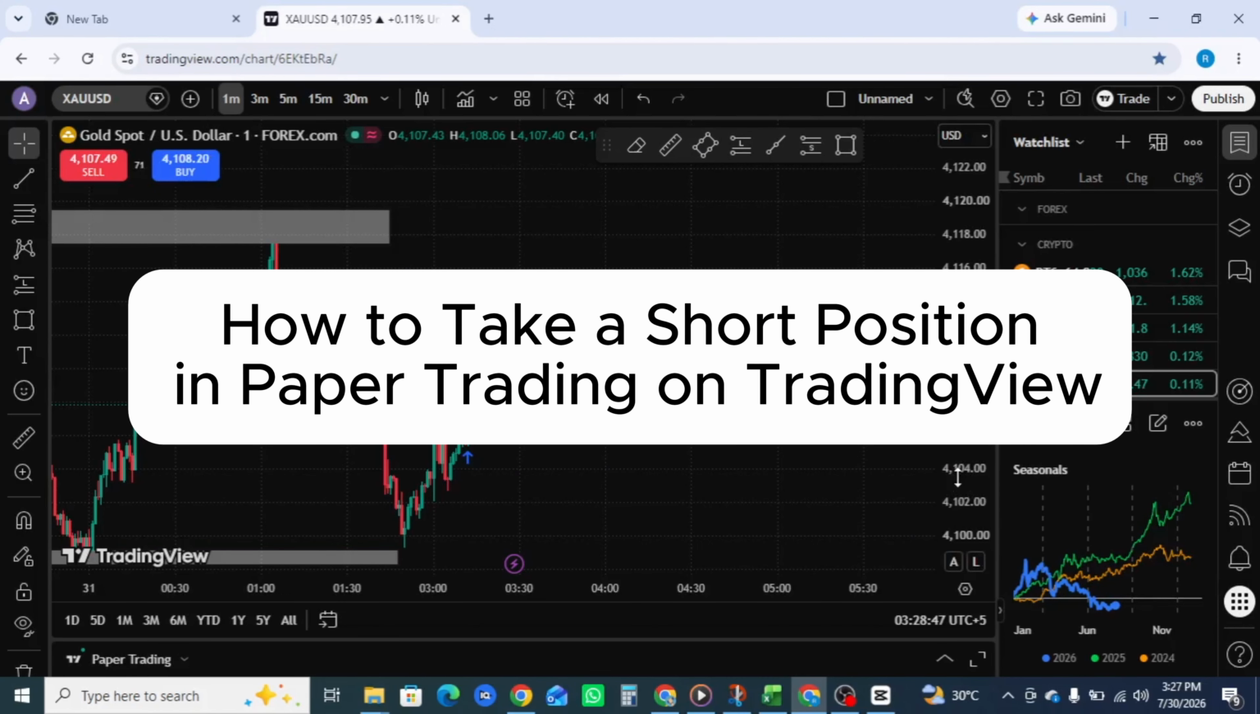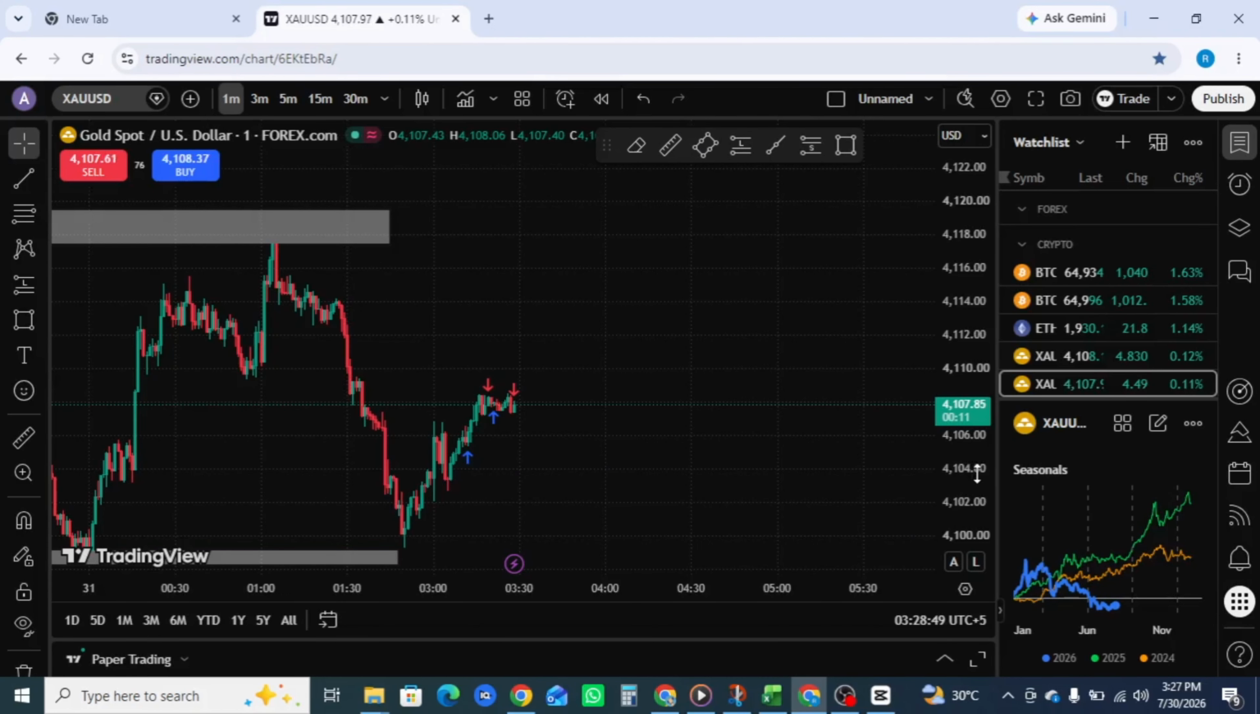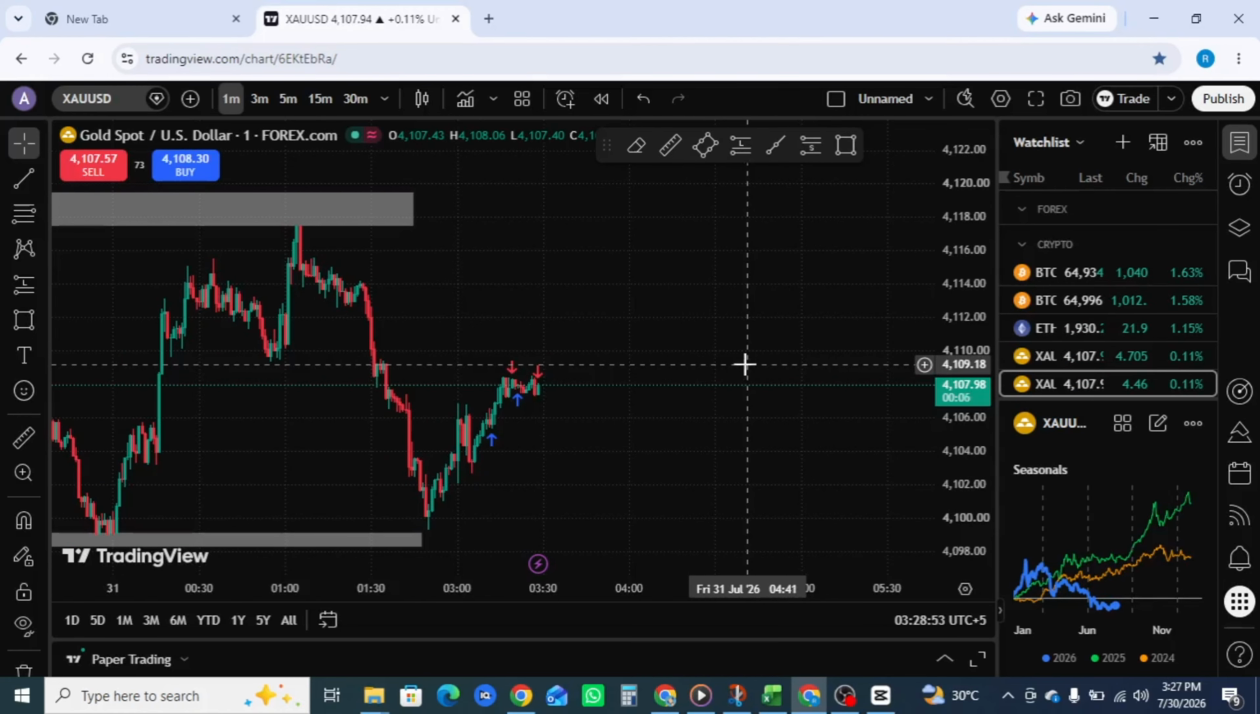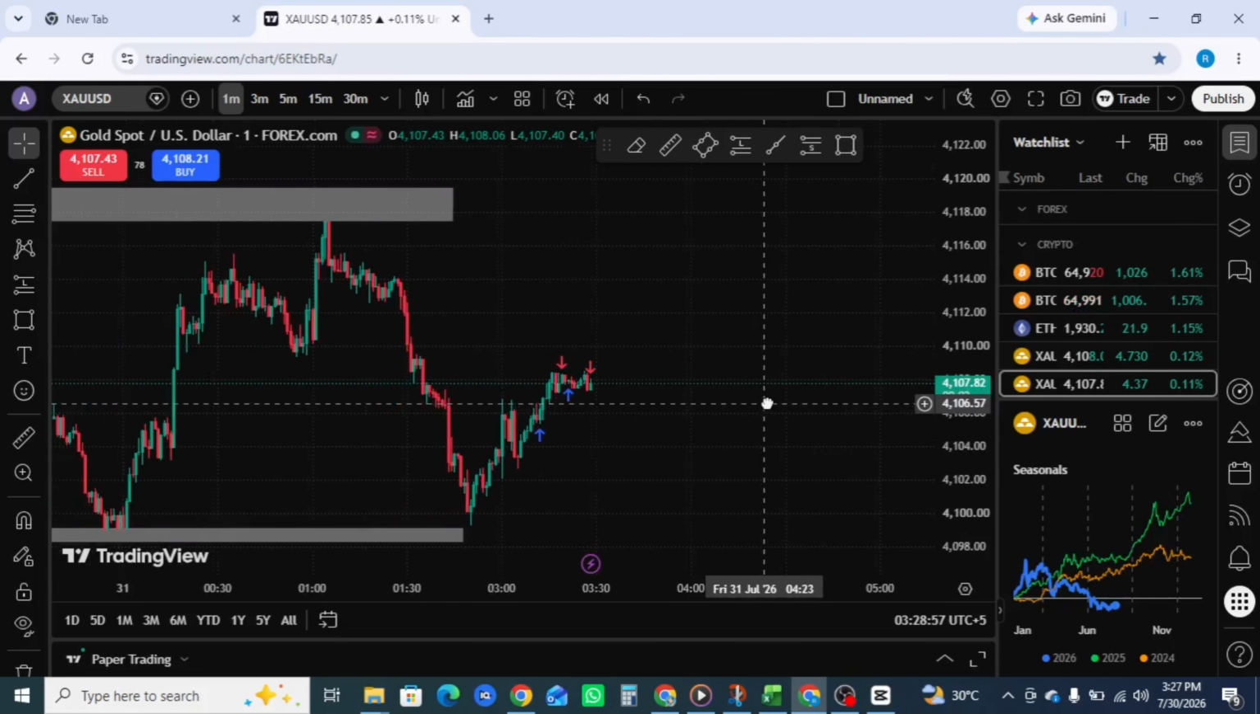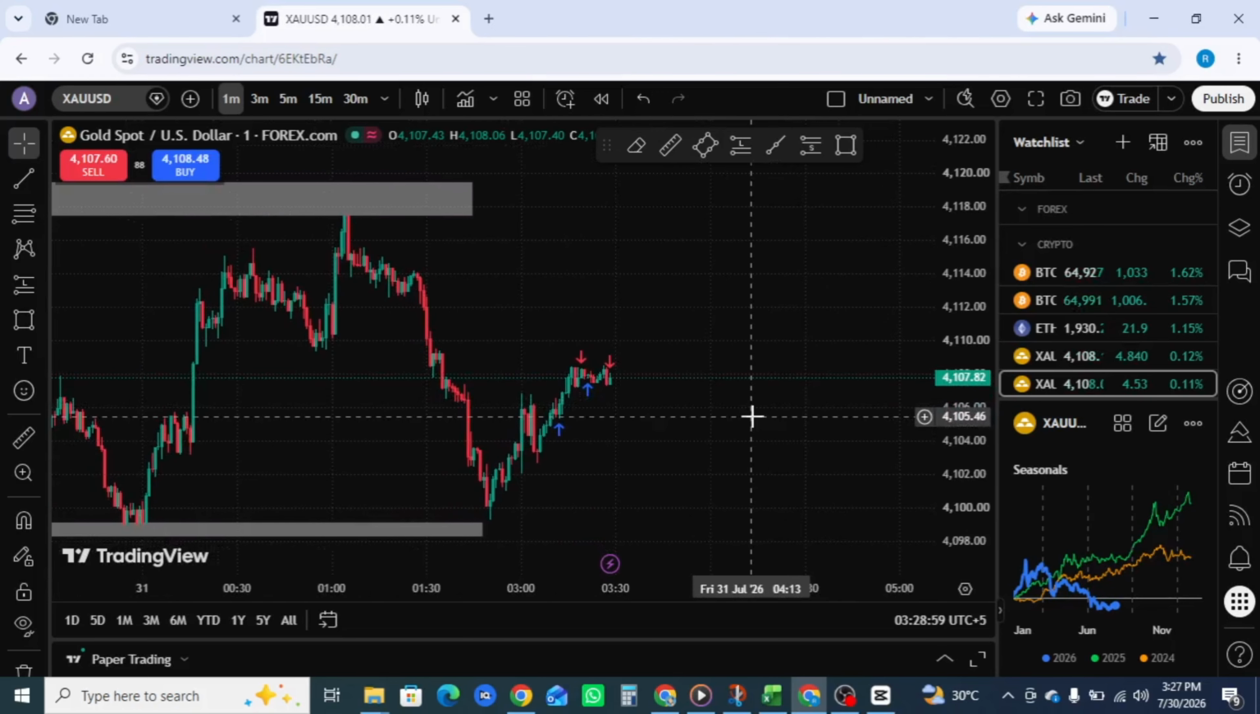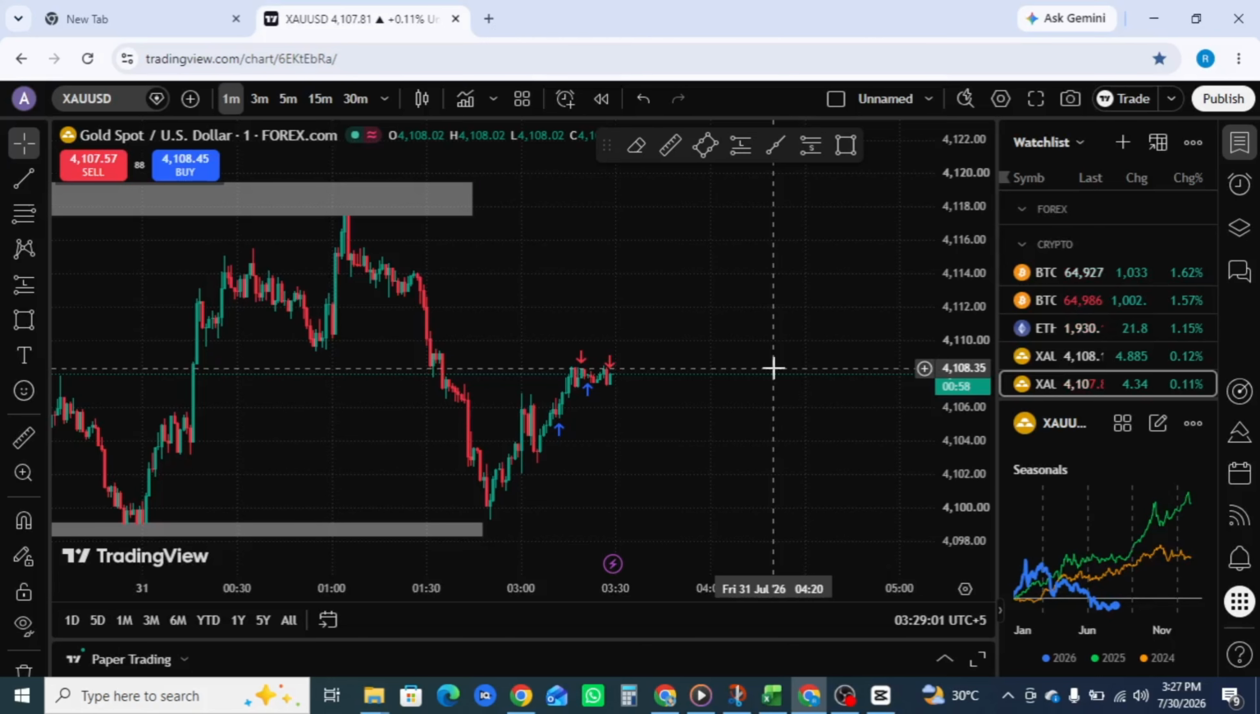How to take a short position in paper trading on TradingView. In this video, I am going to show you how to take a short position in TradingView paper trading. If you think the market is going to move lower, short selling allows you to potentially profit from a falling price, all while practicing with virtual money and no real financial risk.